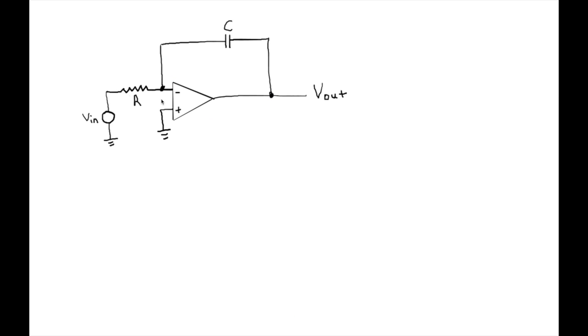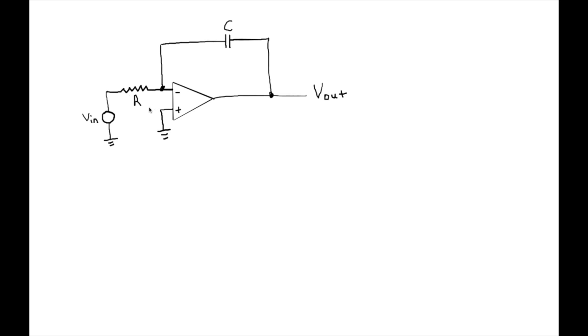Let's see what happens in this circuitry. In this case, I have an op-amp. It is connected to the ground at the positive terminal. It has the input voltage here and the output voltage here. With input voltage, I have just a regular resistance, but between the input to the output, I have a capacitor as the feedback element. Now, this is a very interesting circuit.